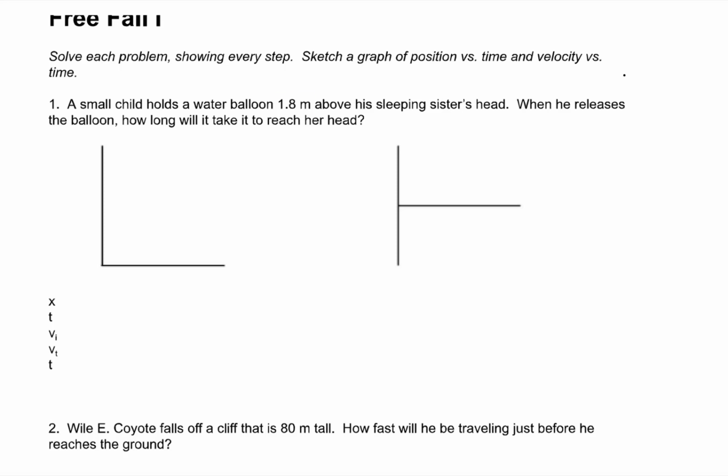So we got a small child who is holding a water balloon 1.8 meters above his sleeping sister's head. Now, when he releases the balloon, how long will it take to reach her? So the 1.8 meters is our delta y. That's how far the water balloon is going to fall. Then it says when he releases the balloon. Now, the release part is really important. That tells us, one, that he's going to let it fall. So we're in a free fall situation.